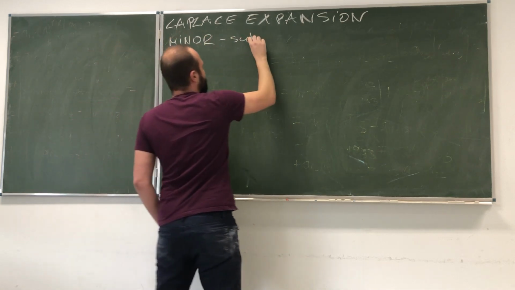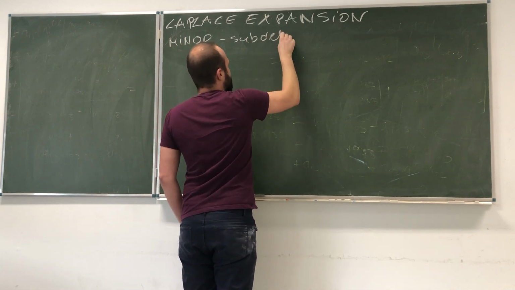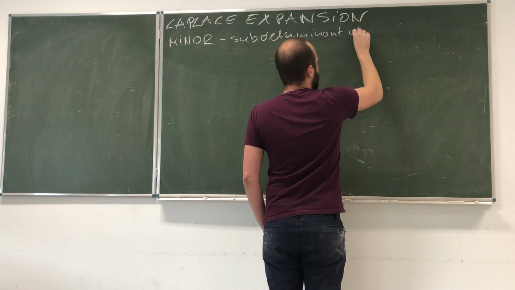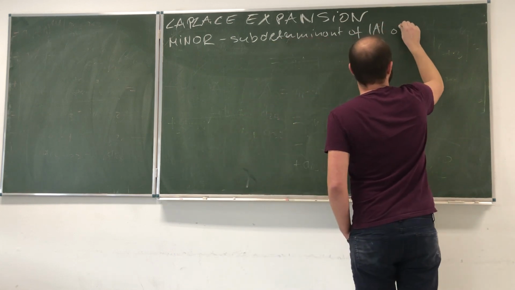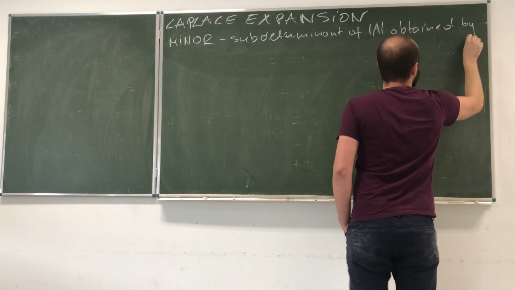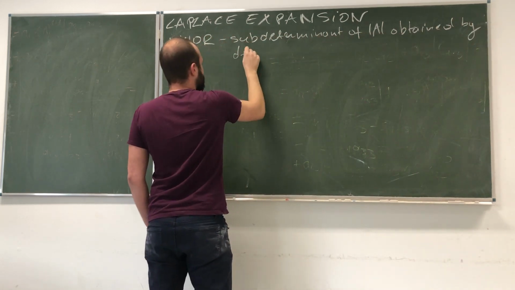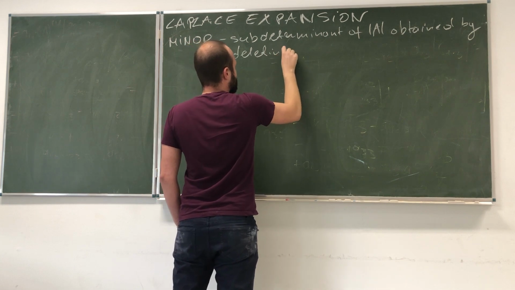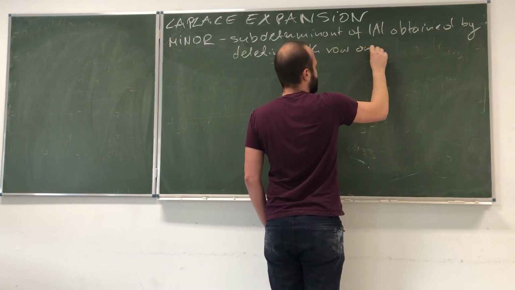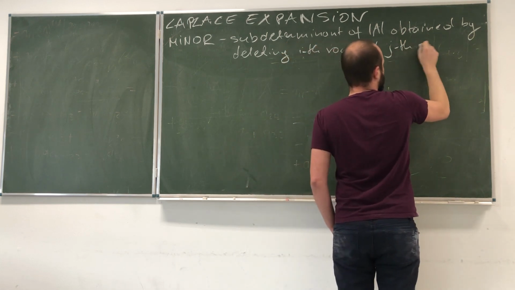Minor is a subdeterminant of A obtained by deleting the i-th row and j-th column.